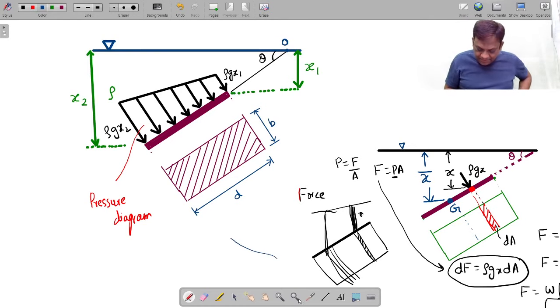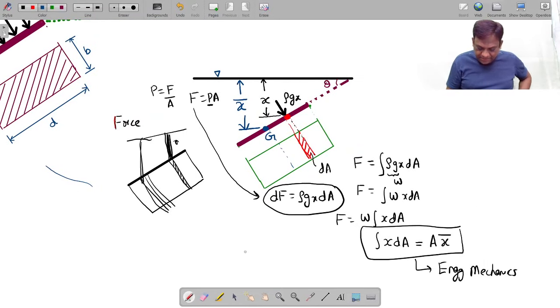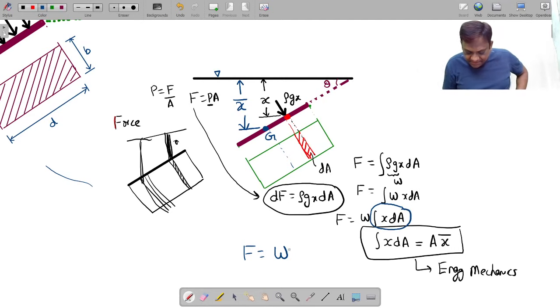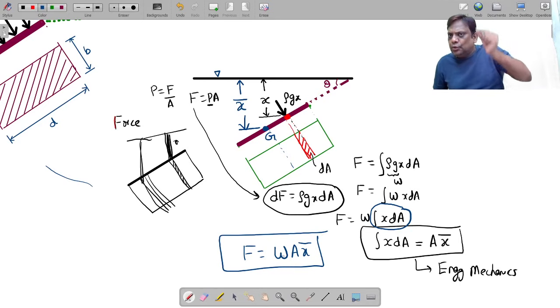So now, if you want the hydrostatic force F, it is W, the specific weight of the fluid, times the integral of x dA. What is the integral of x dA? It is A x bar. So don't do anything, my dear friends. This is the equation of hydrostatic force. Fix it in your mind: W A x bar.